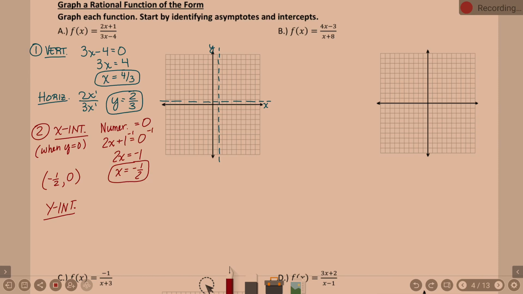Now, a y-intercept is when my graph crosses the y-axis. What is true of all x values when we cross the y-axis? X is 0, yes? So to find my y-intercept, we're going to put 0 in for x. So I'm just going to say let x equals 0. Go up to your original equation and put 0 in for all of those x's. So y equals (2 times 0 plus 1) divided by (3 times 0 minus 4).